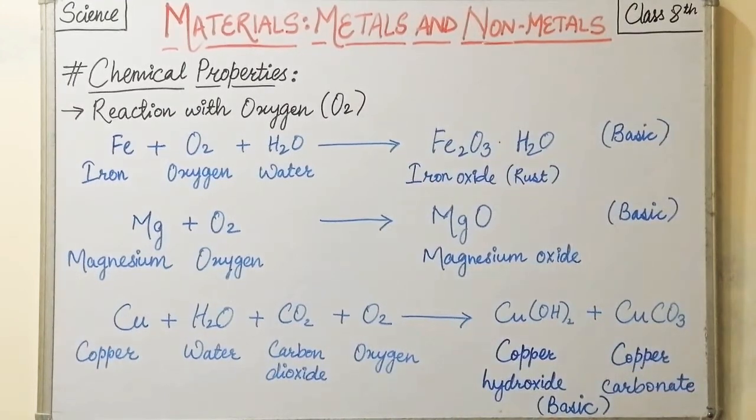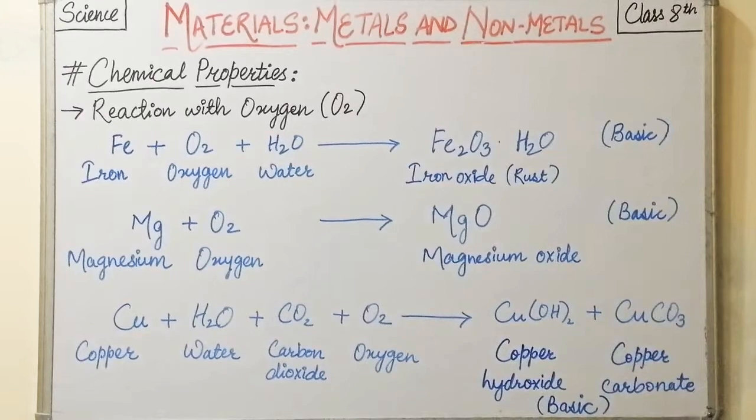Now we will see this in the form of a chemical equation. It is Fe, that is iron. Fe stands for ferrum, which is the Latin name of iron. So we are just taking it as Fe, plus oxygen O2 plus H2O, that is water. When all these combine, on the other side of the arrow we will get the end product, and the end product is Fe2O3.H2O, that is iron oxide, which is known as rust.